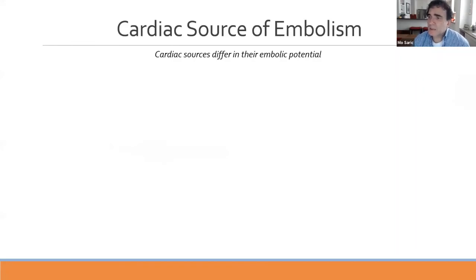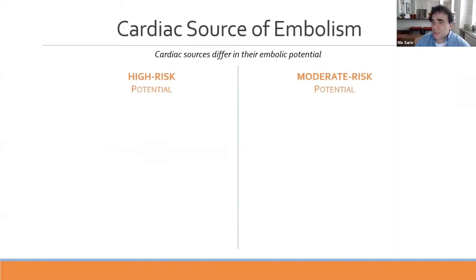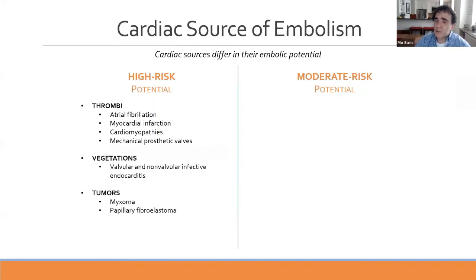Atheroma is an important source of cardiac source of embolism. And cardiac sources of embolism differ in their embolic potential: high-risk potential and moderate risk potential. High-risk potentials are thrombi, vegetations, tumors, and aortic atheroma.